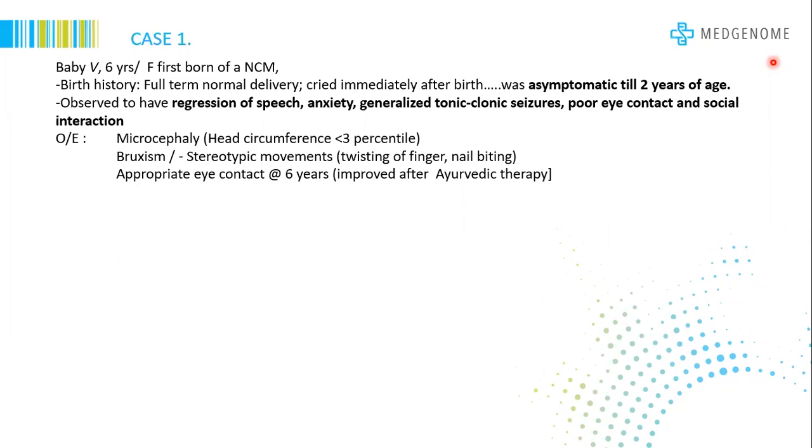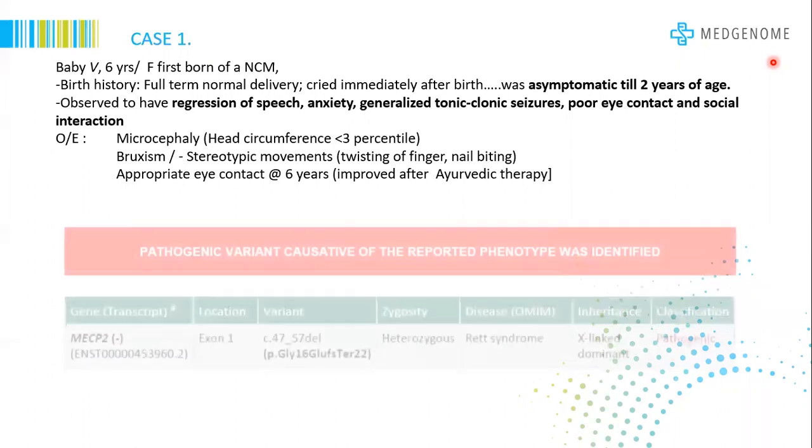The child was put under behavior therapy, and at present, when the child was brought to us at 6 years, the father said that the child has appropriate eye contact, and he was like, she doesn't have ASD because she has proper eye contact. Now, this is a typical feature of a child with Rett syndrome, being asymptomatic and then developing microcephaly. So this is an acquired microcephaly post a normal asymptomatic birth.